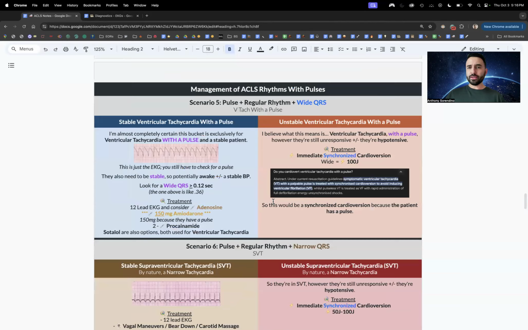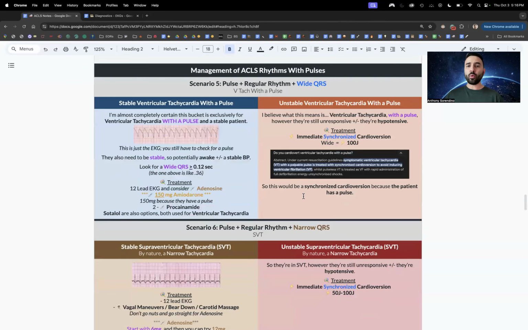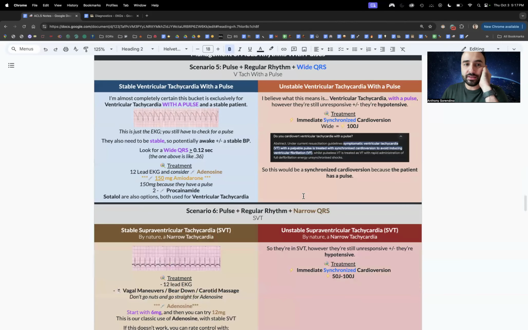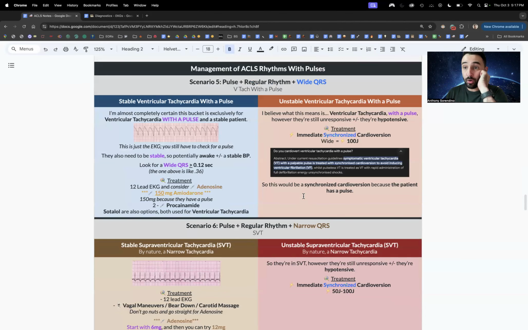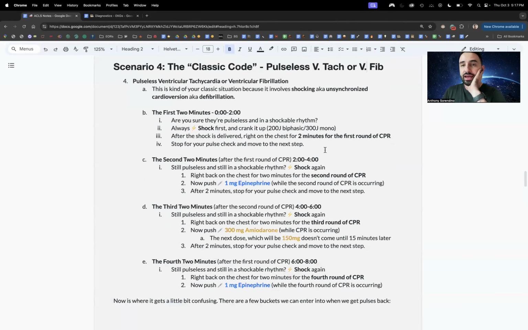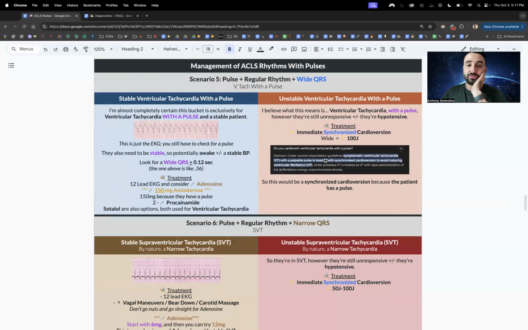Then we get into what I think is actually the most complex part of ACLS, and that's when your patient has a pulse. Scenario five is VTAC, but with a pulse. When you look at things like pulseless VTAC, that's there for a reason. You can't have VFib with a pulse, but VTAC, you can. So when your patient has VTAC and a pulse, there are two buckets you could be in, stable or unstable. And the big definition of that is blood pressure.